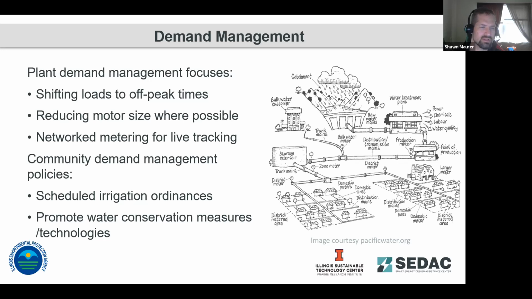And then the other thing we're going to be looking at is ideas to promote water conservation measures and technologies in your community, low flow fixtures, just advertising to your community the benefits of limiting irrigation, pool fills, things like that, trying to spread those loads out through the day so that it helps your plant spread out your demand through the day.